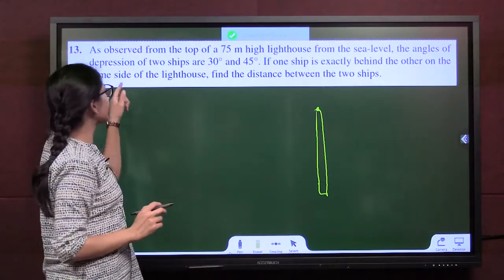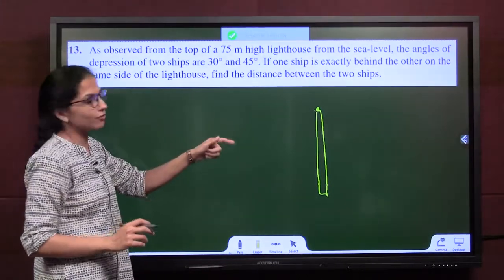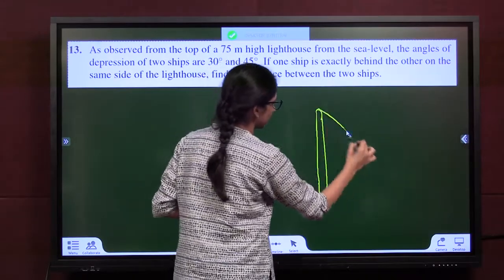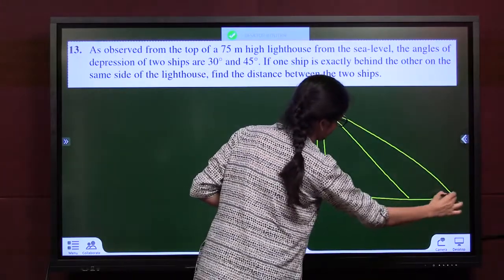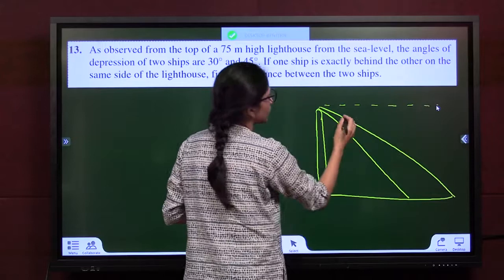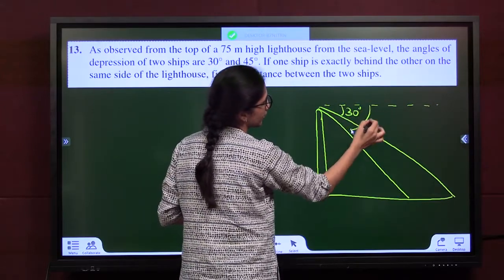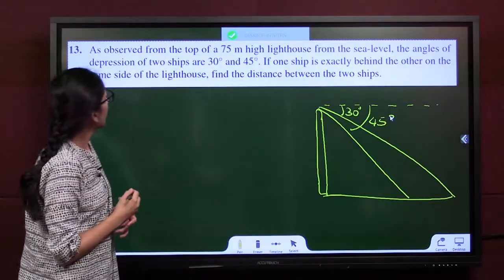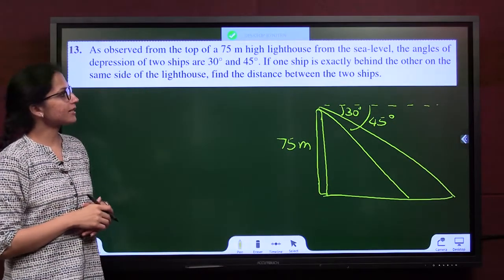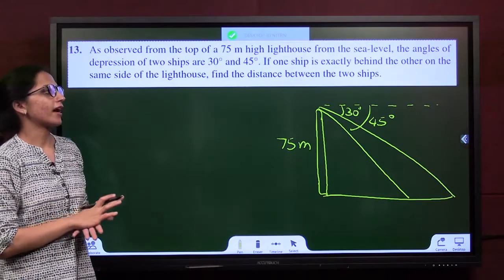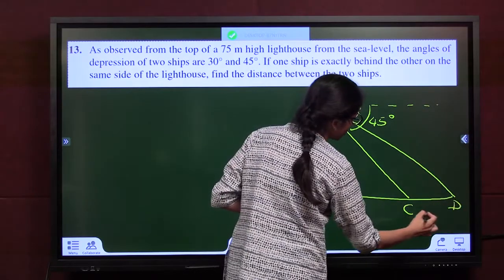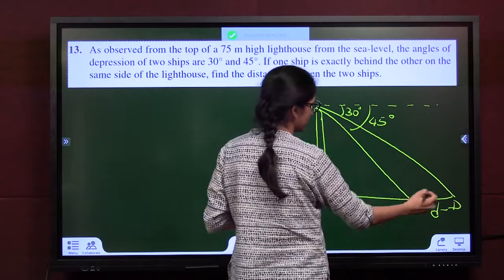If one ship is exactly behind the other on the same side of the lighthouse, that means now it's cleared. It's not this case, it's the case of this. So let's say one ship here and one more ship there. Yes? Okay, so the depressions are 30 degrees and 45 degrees. Which one will be 30? Obviously this angle is 30 and this angle is 45. The lighthouse height is 75 meters. If one ship is exactly behind the other on the same side of the lighthouse, find the distance between the two ships. A, B, C, D, the distance between the two ships is this. Agreed? One ship is here, one ship is here.